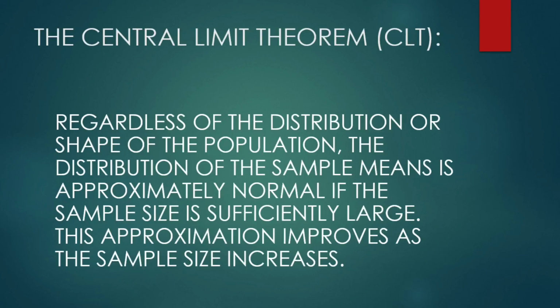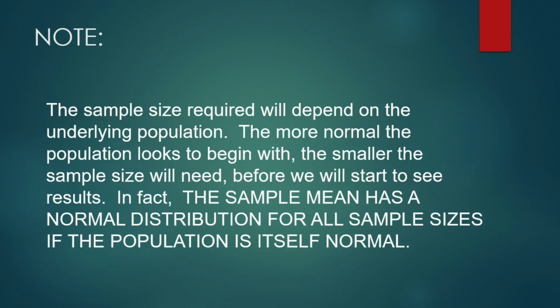The central limit theorem states that, regardless of the distribution or shape of the population, the distribution of the sample means is approximately normal if the sample size is sufficiently large. This approximation improves as the sample size increases. The sample size required will depend on the underlying population.